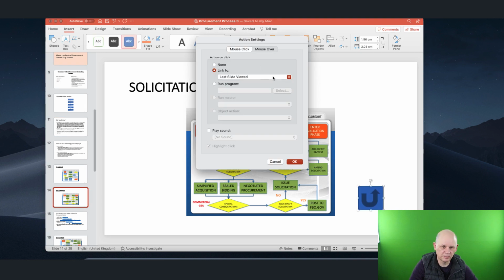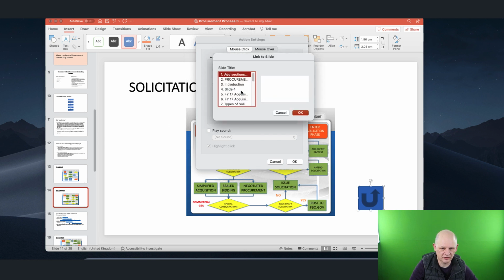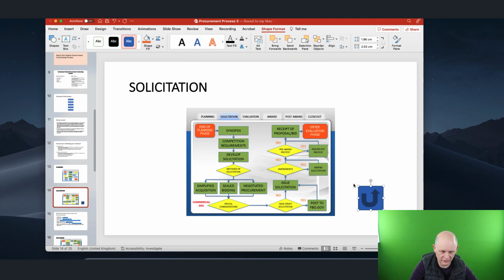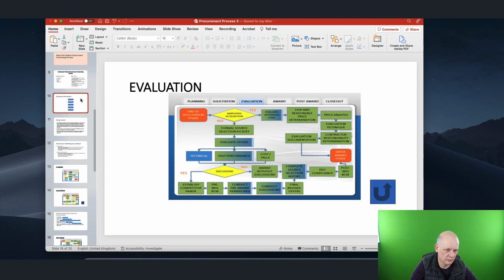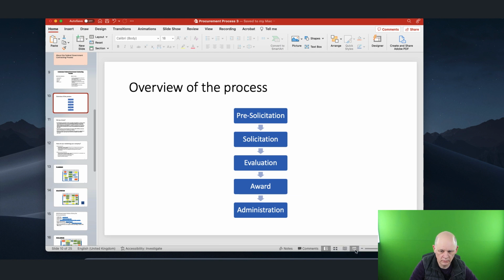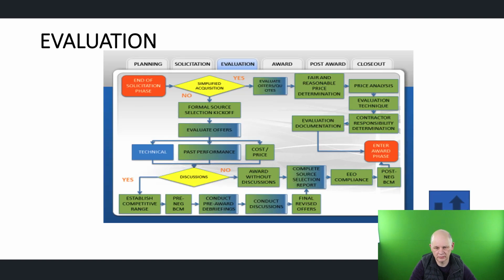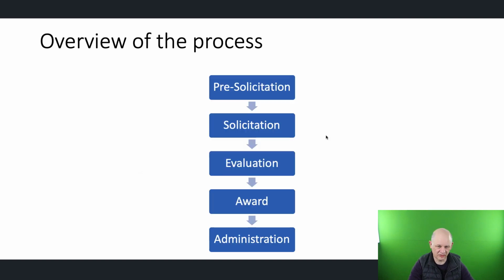And normally that goes back to the last slide that's viewed, but we can be more specific that we want to go to the specific slide, which in this case is slide 10. And we can add it also to the evaluation slide. So now within preview, we go to solicitation. It'll take us back to our flowchart so people can navigate around and then go back to our main orientation overview slide.